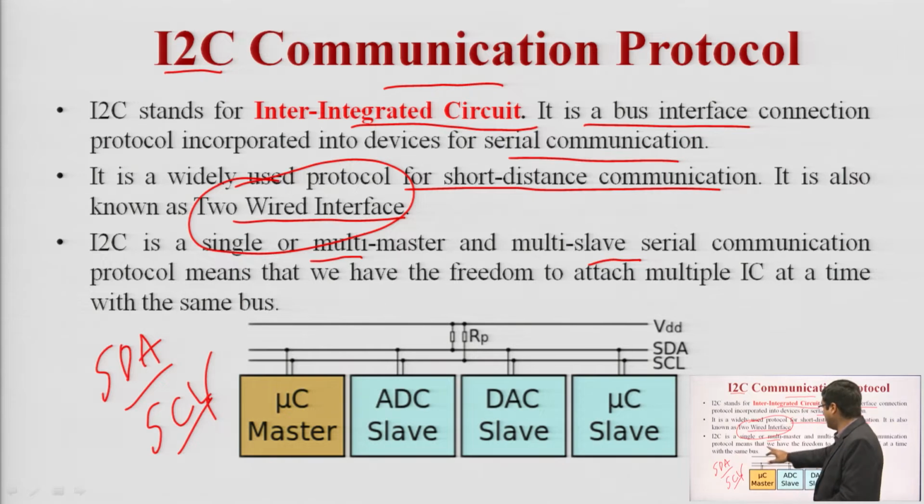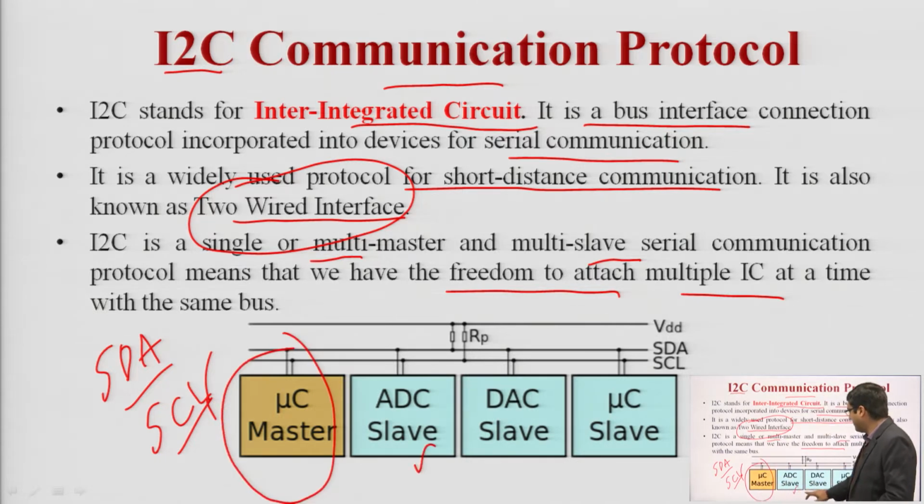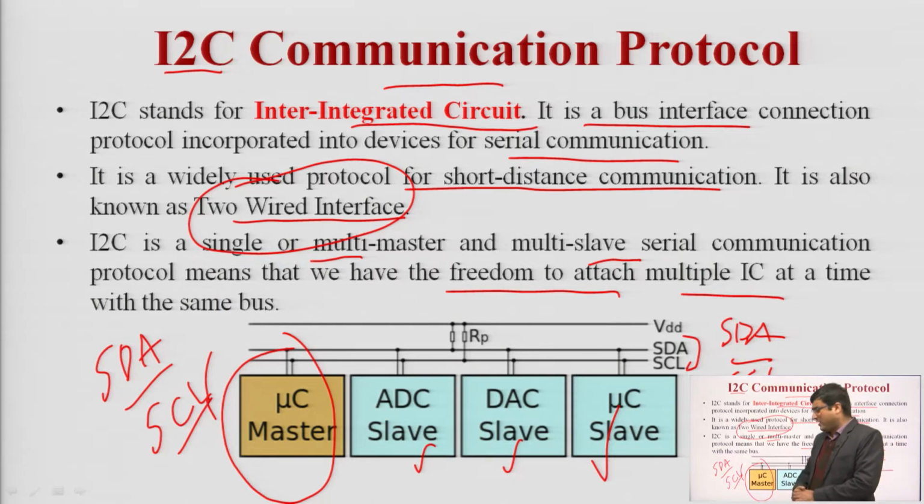As a serial communication protocol, it means that we have the freedom to attach multiple ICs at the same time to the bus. This is the architecture of I2C communication. In this architecture, you can see that we have a single master and multiple slaves. The master is communicating with the slaves through 2 signals, SDA and SCL. SCL is the serial clock and this is the system bus. The master may be a microcontroller, and the slaves are devices like ADC, DAC, microcontrollers as well. All are communicating through a system bus. There is another line, that is VDD. This is an open drain terminal. It has internal pull up resistors, so basically it is used to trigger the IC pin.